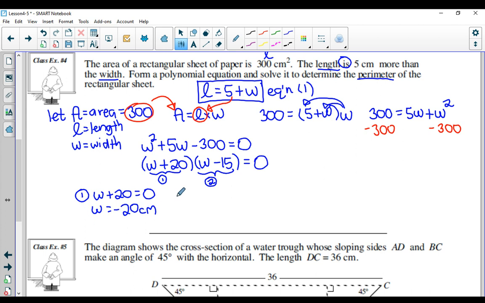Now, this isn't an actual solution, because when you're looking at the width of an object, you can't have a negative width. It doesn't have any physical meaning. So immediately I'm just going to get rid of this. Okay, that's not going to be one of the solutions. Cannot have negative width.